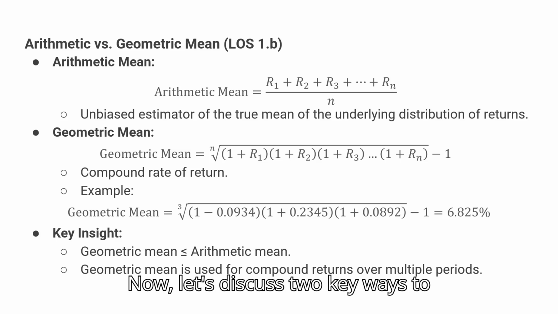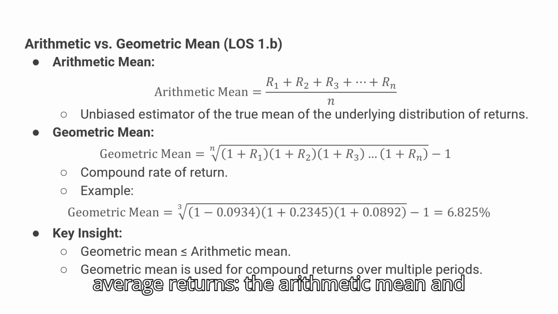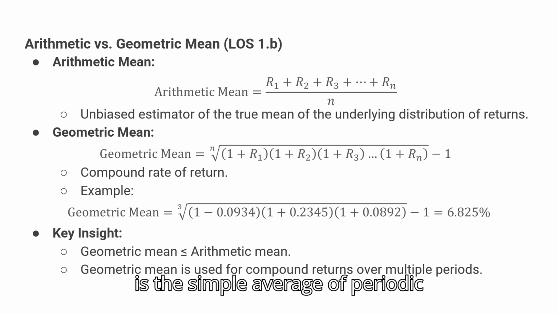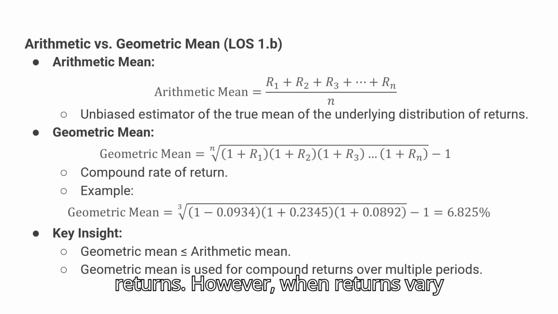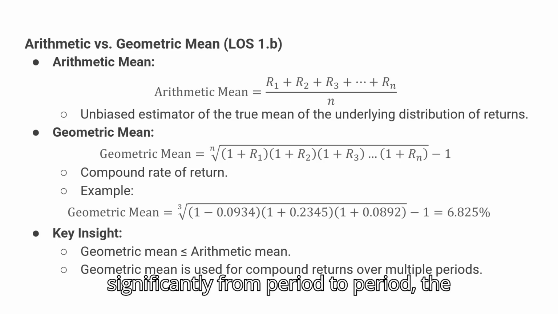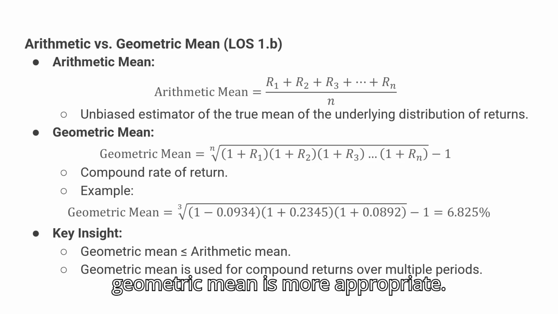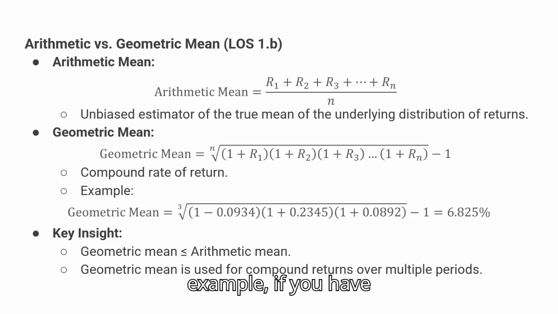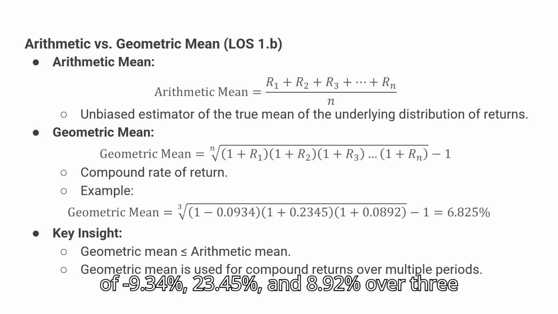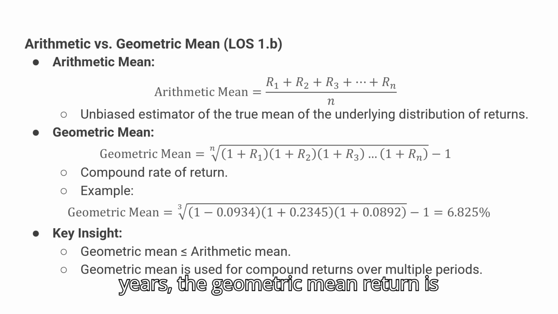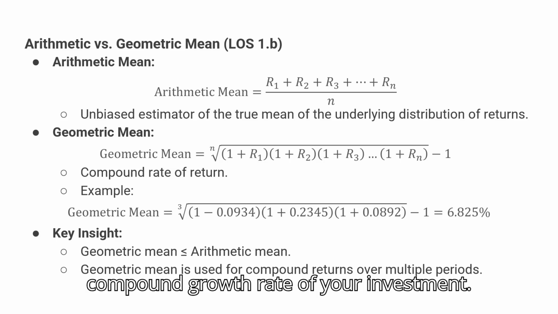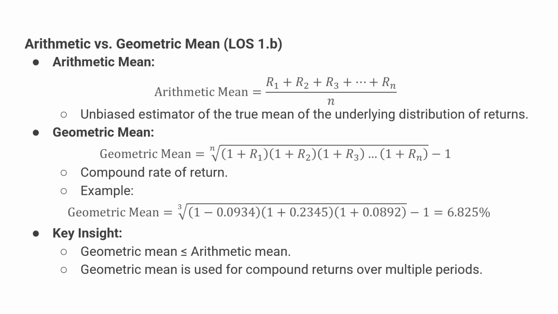Now, let's discuss two key ways to average returns, the arithmetic mean and the geometric mean. The arithmetic mean is the simple average of periodic returns. However, when returns vary significantly from period to period, the geometric mean is more appropriate because it accounts for compounding. For example, if you have returns of minus 9.34%, 23.45%, and 8.92% over 3 years, the geometric mean return is 6.825%. This reflects the compound growth rate of your investment.